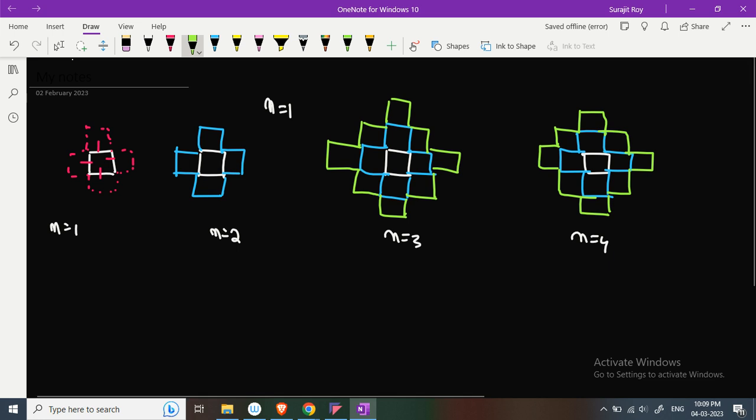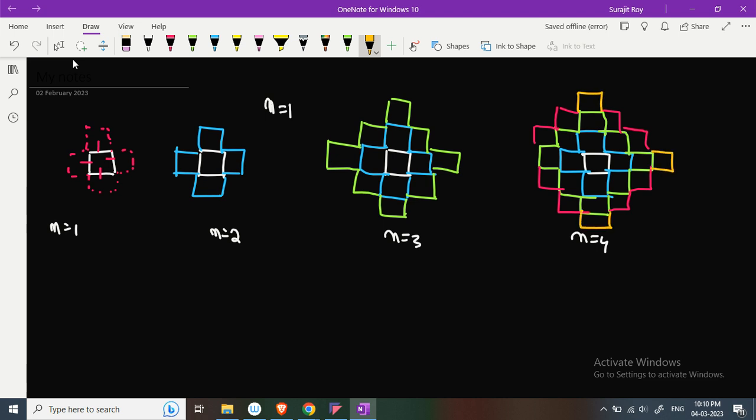Now when n equal to 4, we have to cover this adjacent, this adjacent, this adjacent, this adjacent, and so on, and also we have to cover the rest. Let's suppose this adjacent is covered, this adjacent is covered, and this adjacent is covered. Now what we have to return finally? Finally, we have to return the number of squares present in the figure.